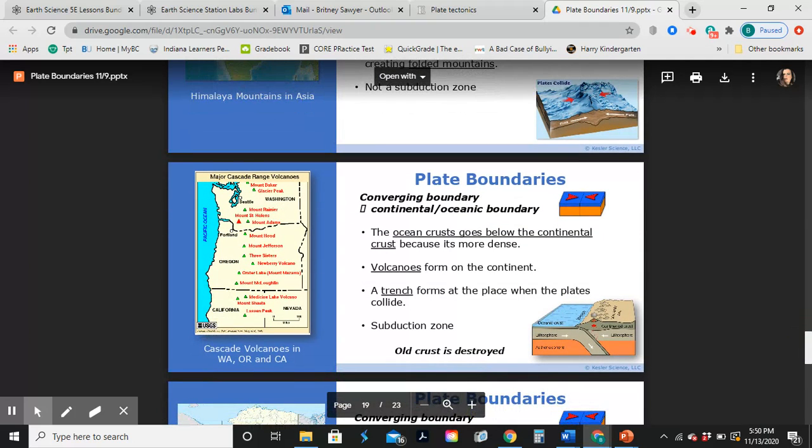Continental to oceanic boundary. The ocean crust goes below the continental crust because it is more dense. Volcanoes form on the continent. A trench forms at the place where the plates collide. This is an example of a subduction zone because the ocean floor folds up underneath the continental shelf and further away from the ocean. The direct result of that is the volcanoes.